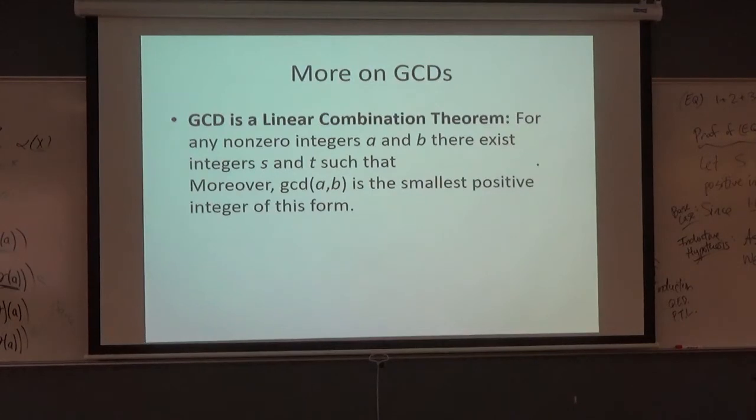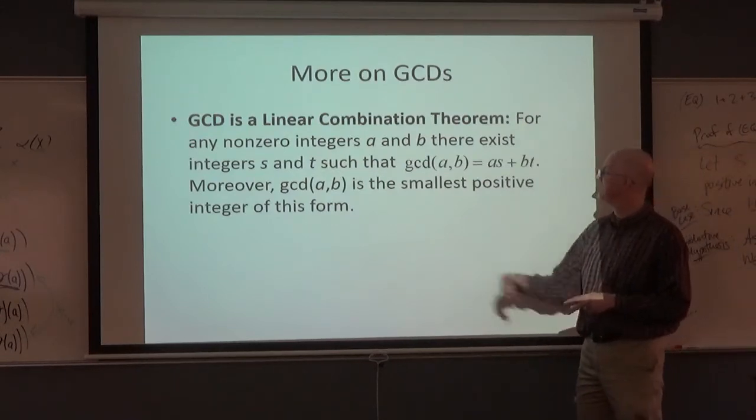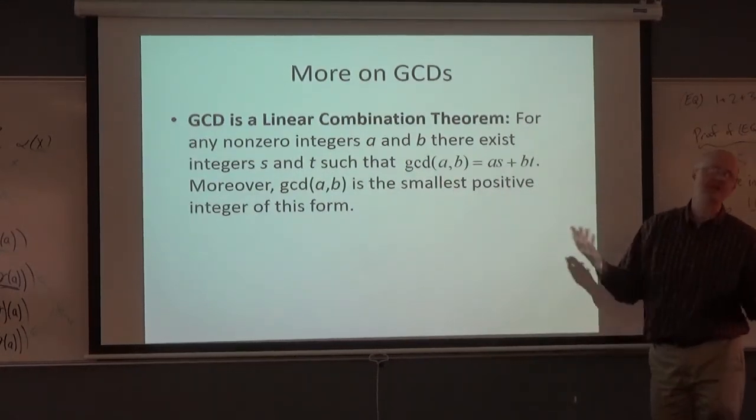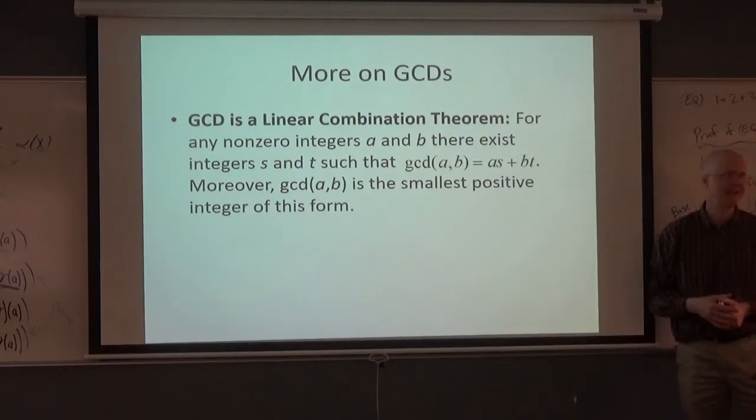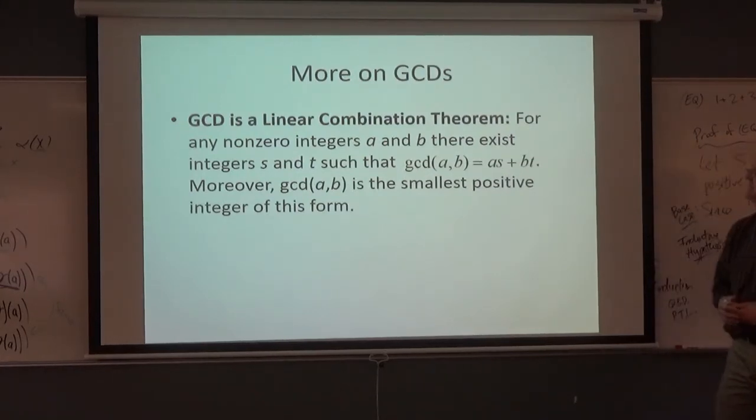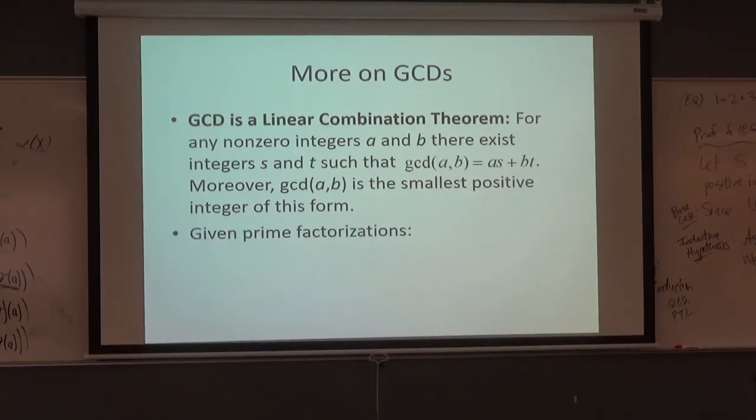There's this GCD is a linear combination theorem, which is probably new to you. Almost done here. This or the next slide will be our last slide for the day. GCD is a linear combination: for any non-zero integers A and B, there exist integers S and T so that this equation is true. You should check this with your own examples. You should not just look at the proof, but you should try examples to confirm this. You've got to find S and T to make that true. Moreover, GCD of A and B is the smallest positive integer of that linear combination form.